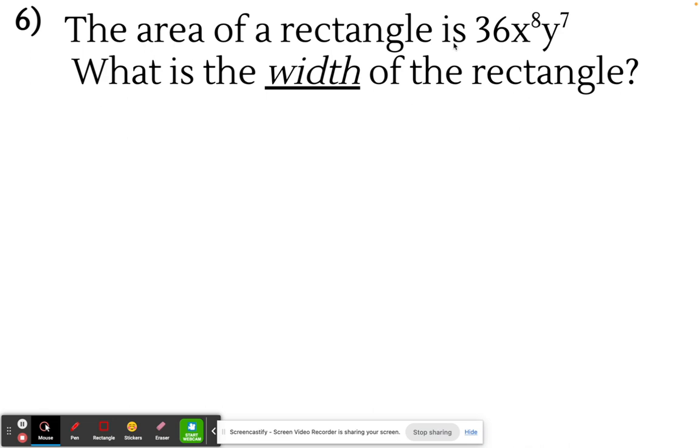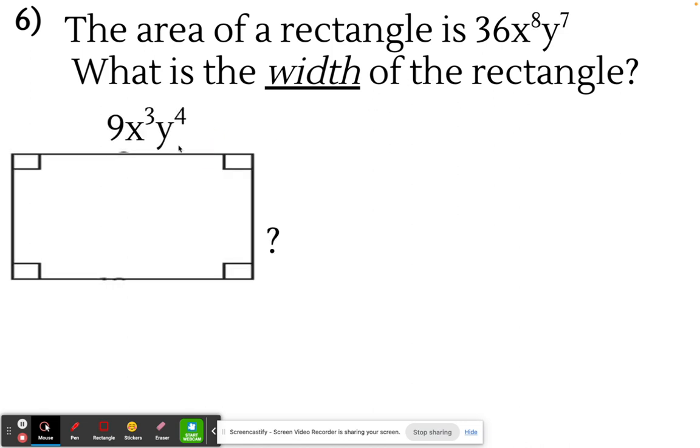What's the area of a rectangle? Oh, no, it tells me the area of a rectangle is 36 x to the 8th, y to the 7th. What's the width of the rectangle? Well, I needed a little bit more information, and now I have it. I know my length, so I know that 9 times whatever my width is has to give me 36. Well, 9 times 4 is 36.